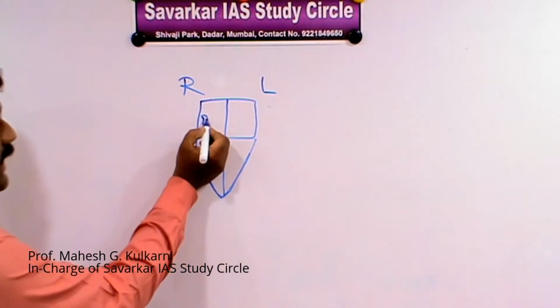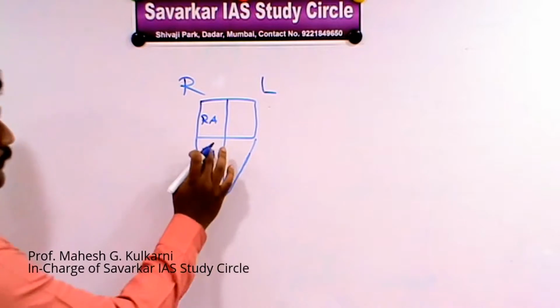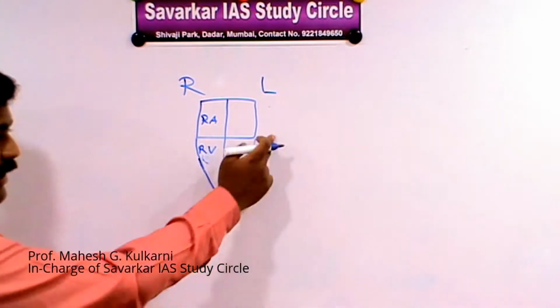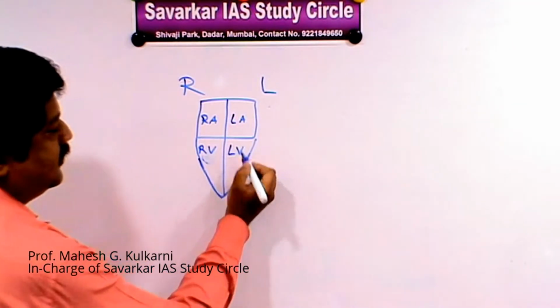So this is called the right auricle. This is the left auricle. This is the right ventricle, V-shaped ventricle. This is the left auricle and left ventricle.